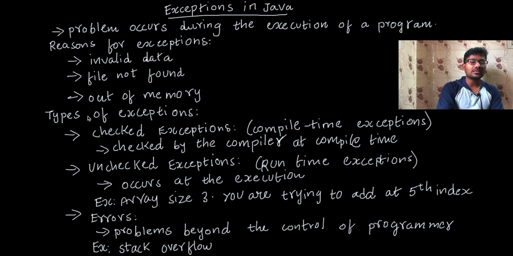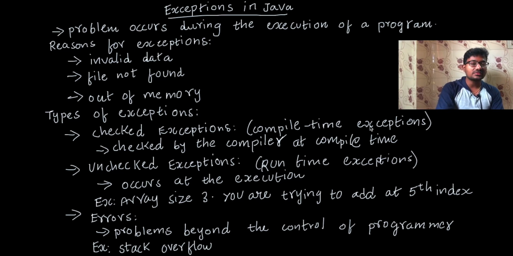And then there are three types of exceptions. The first one is checked exceptions, the second is unchecked exceptions, and the third one is errors. Checked exceptions are compile time exceptions, which are pre-known. For example, if you're writing some fragment of code, the compiler tells you that this fragment of code would cause some exceptions, so you should handle that exception in a better manner. That is called a compile time exception.